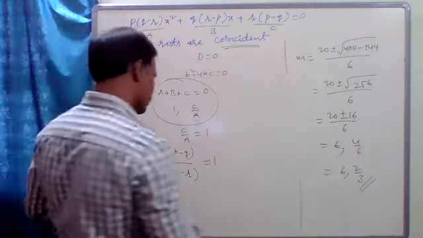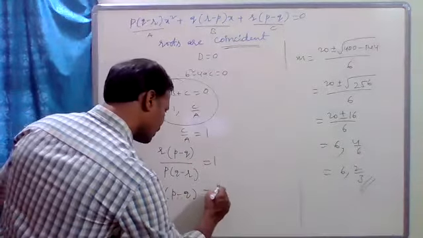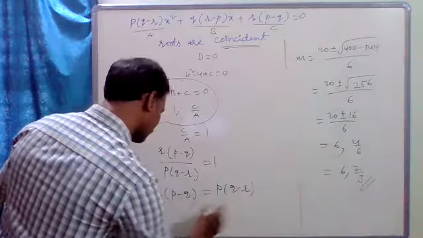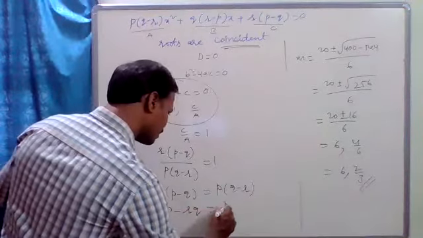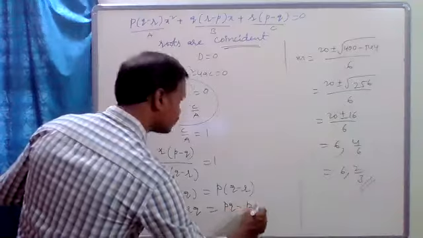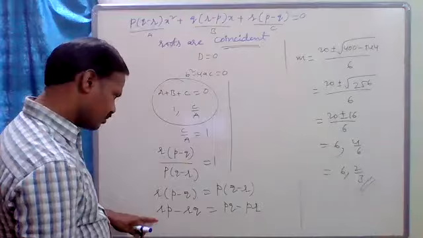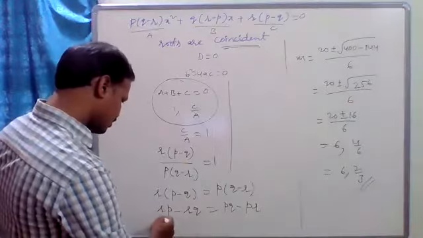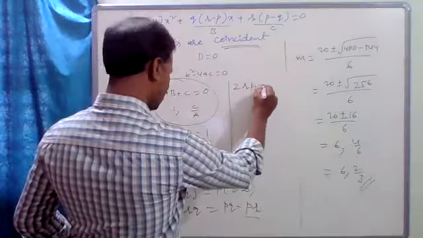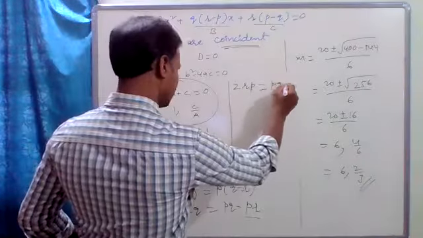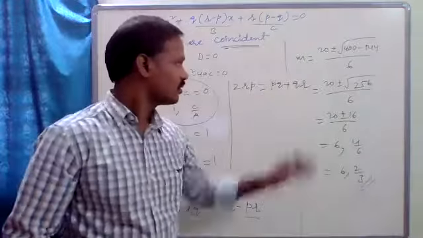Now simplify this. What will you get? r into (p minus q) equals p into (q minus r). So rp minus rq equals pq minus pr. Now, here rp, here rp, so 2rp equals pq plus qr.